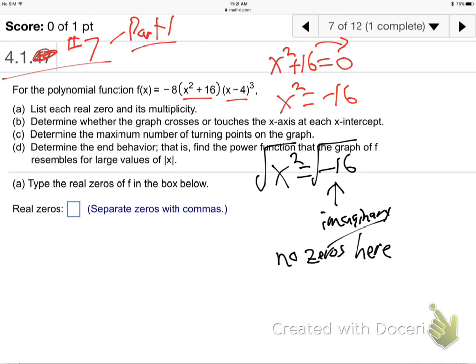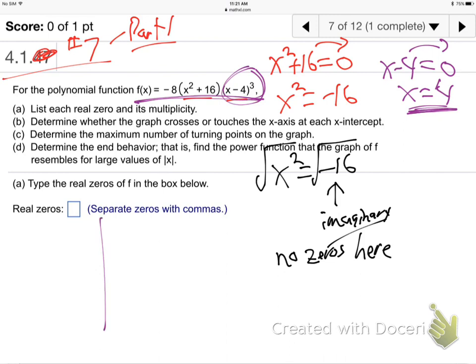Nothing can make that part 0. And then we go on to the other part. How about this piece? x minus 4 equals 0. You don't need the third power, since 0 to the third power is 0. Move the 4 over, that's clearly 4. So if x is 4, this piece will be 0, which means the whole function will be 0 because they're multiplied together. If you make one part 0, the whole thing is 0. So x equals 4 is the only zero.